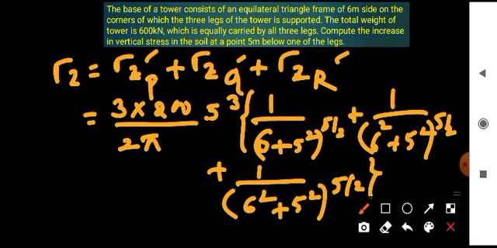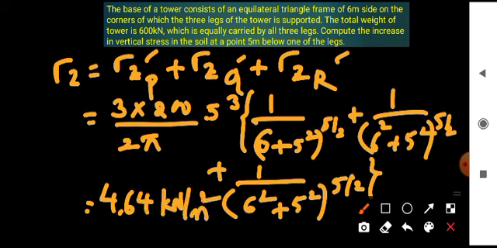Now if we simplify this, or calculate, the answer will be coming around, I will write here, 4.64 kilonewton per meter square, which is nothing but the value of sigma z. So we have calculated the value of sigma z, that is nothing but the magnitude of the vertical stress beneath the point P.